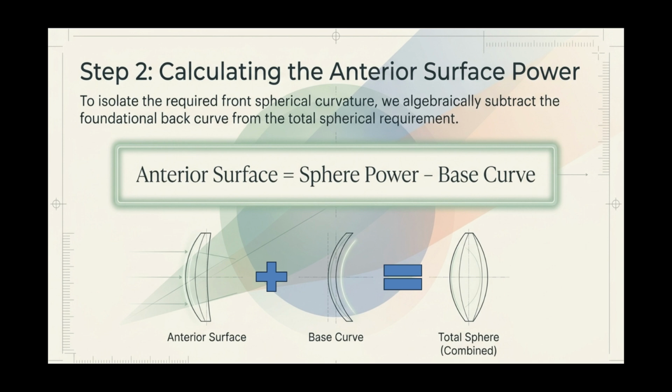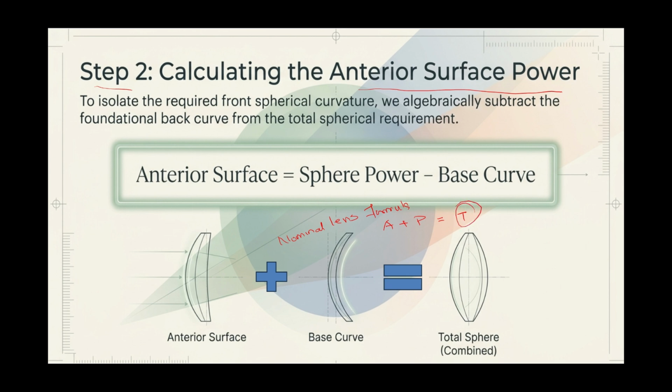Now let's see how to do the calculation of anterior surface power. This is our step 2, that is calculating the anterior surface power. So we have learned that there is something known as a nominal length formula. What does this nominal length formula say? The anterior surface power plus the posterior surface power of the lens is equal to the total power of the lens.